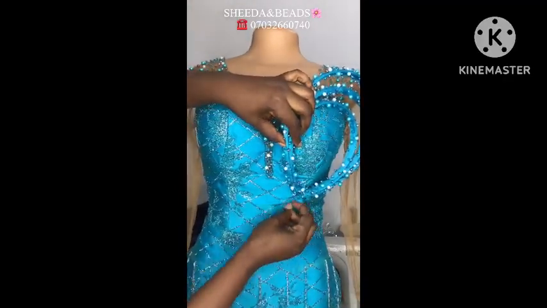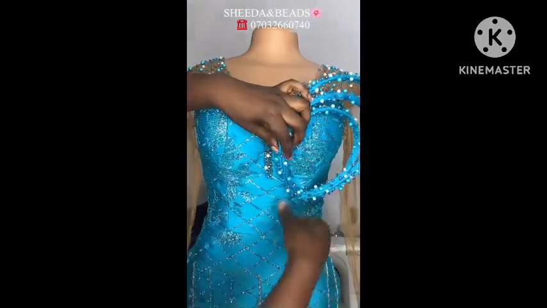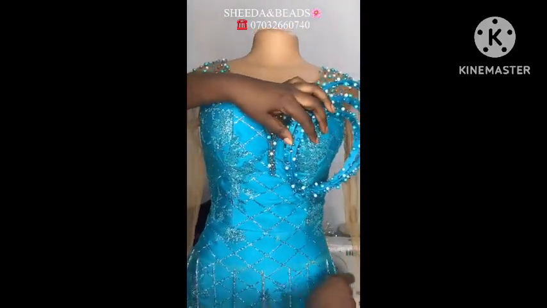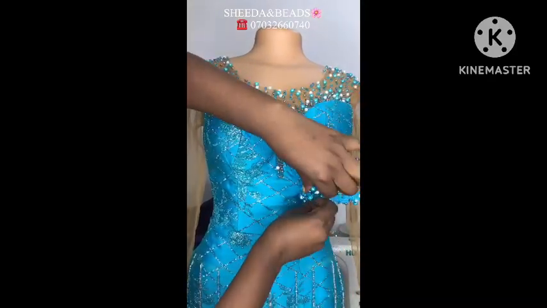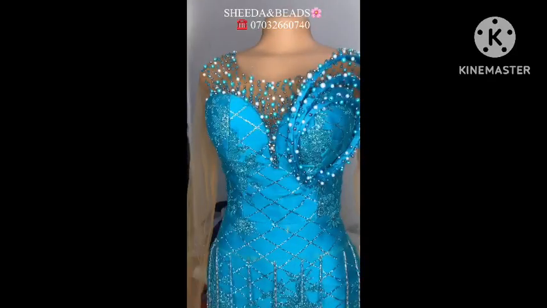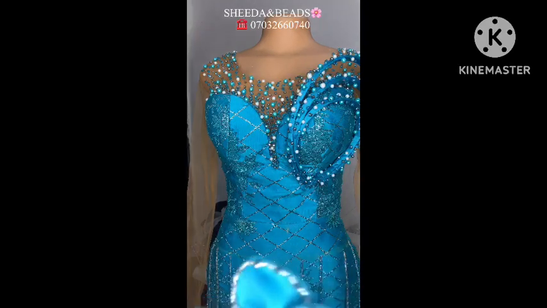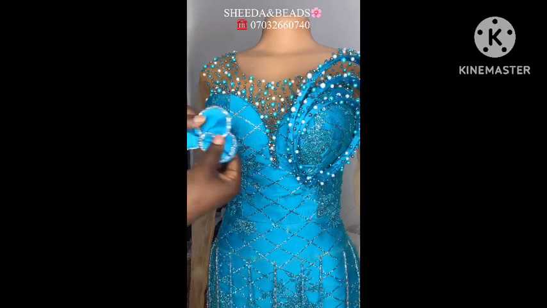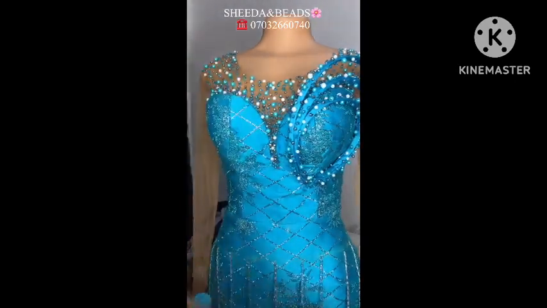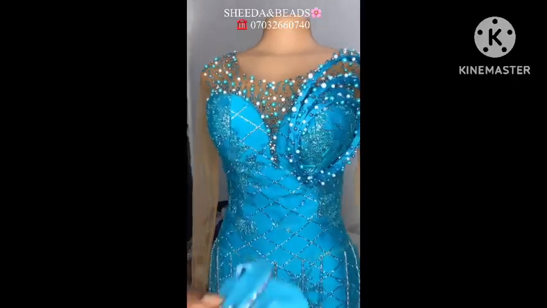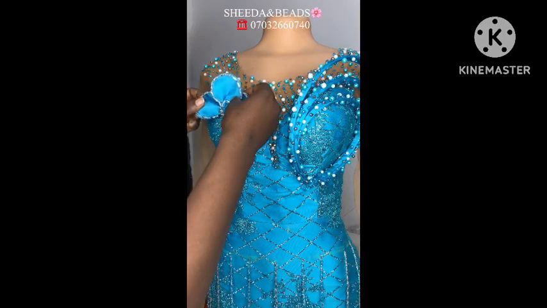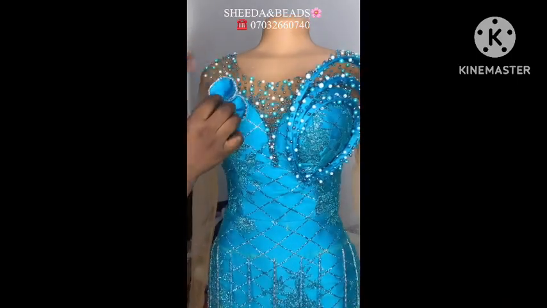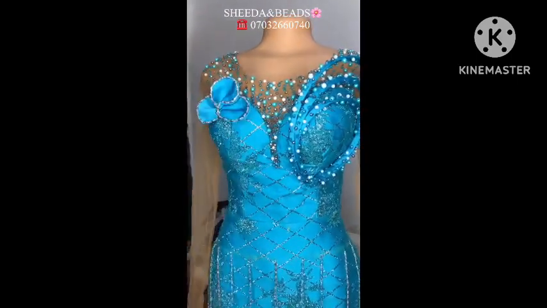Then when I'm done with the tip, I'll move to the sides. I'll attach the sides, both sides, to their respective positions on the bust area. So I am done attaching the bone structure. Up next are the petals that I have already constructed. So apply your gum at the middle, then position them where you want.